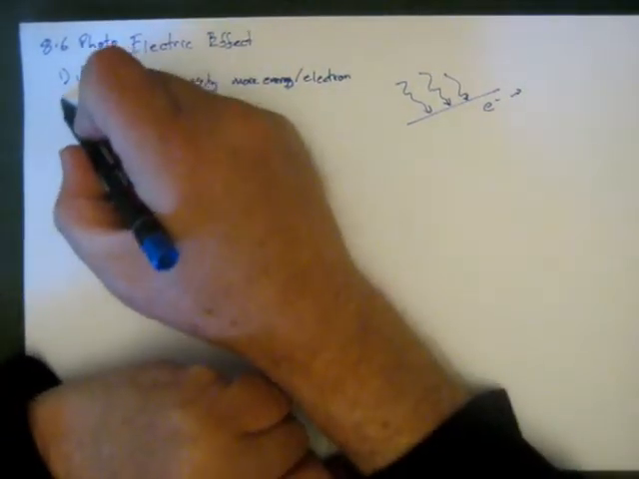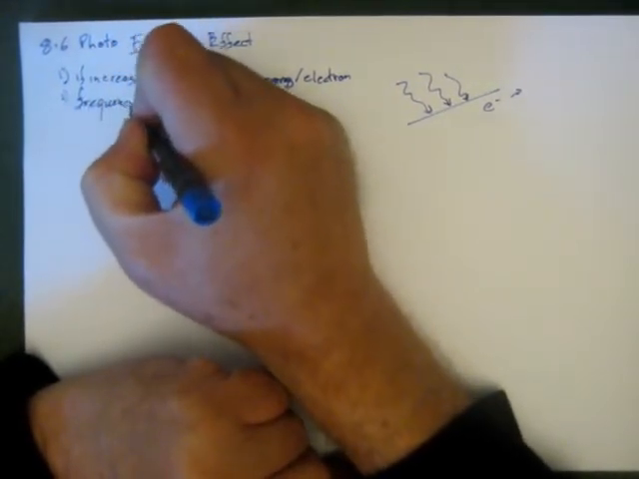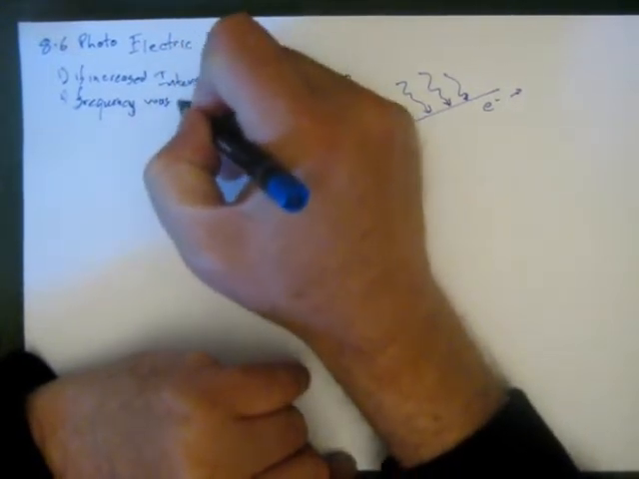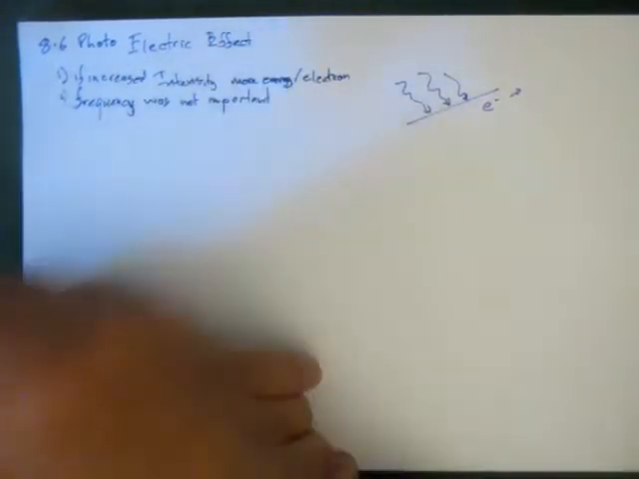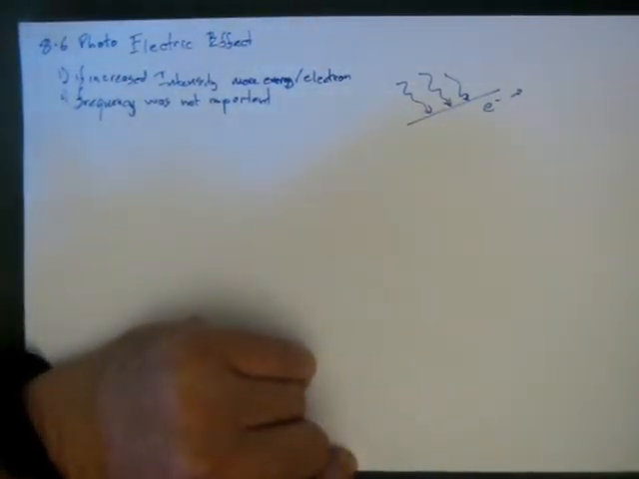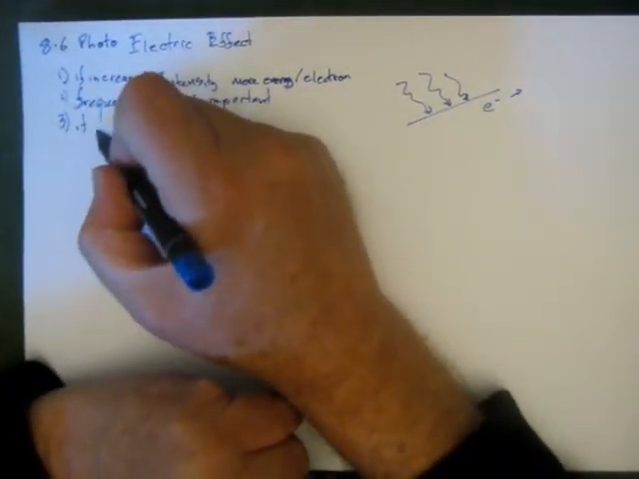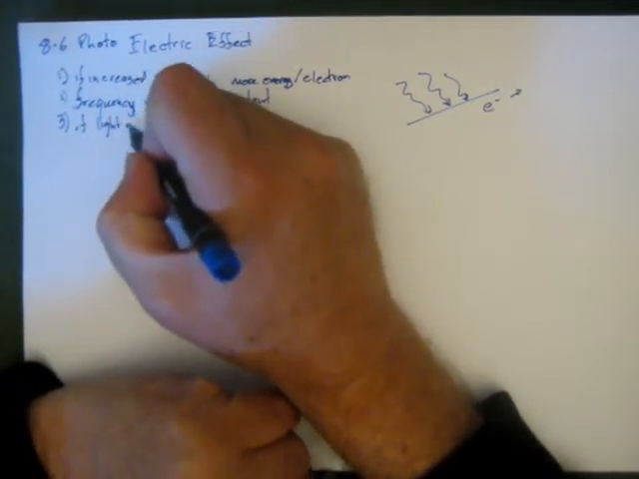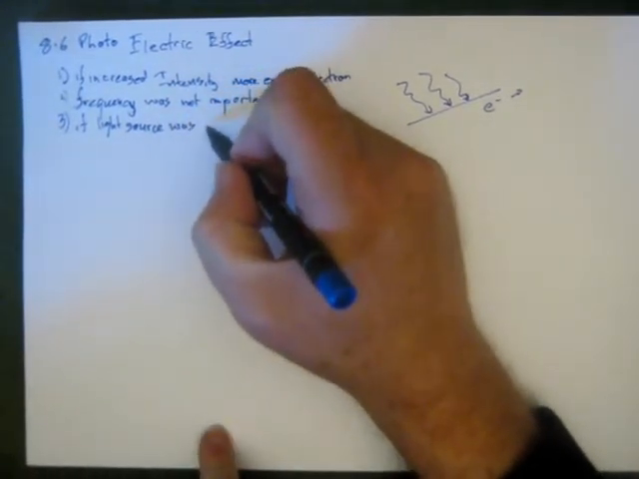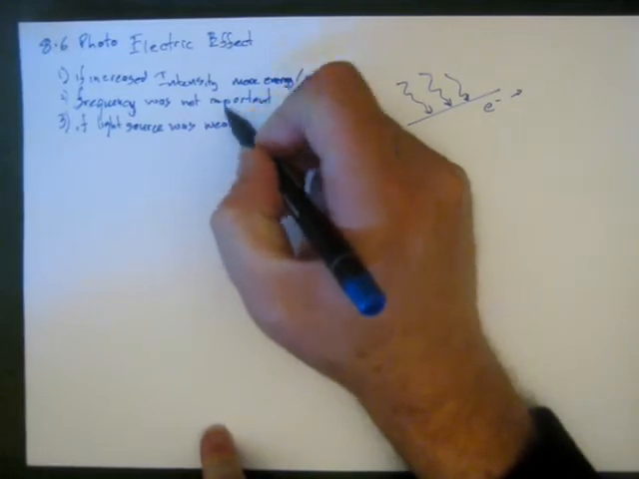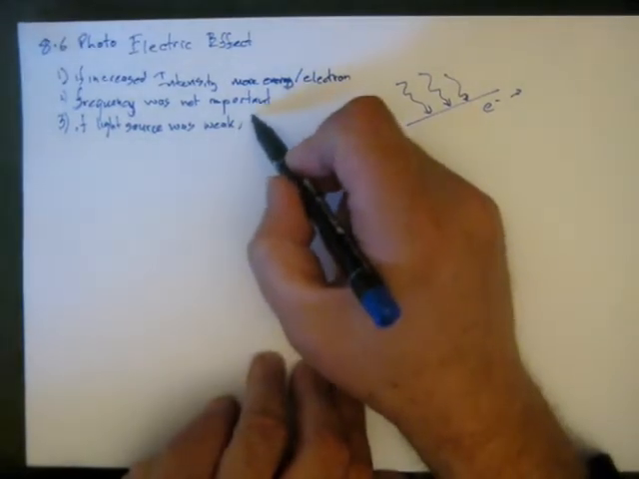And what this meant was that frequency was not important. So basically it said if you shone red light or blue light or UV light on there, it didn't make any difference. And if the light source was weak, then it would take quite a while for the energy being absorbed in the metal to ping out an electron. So it would take a long time for current.